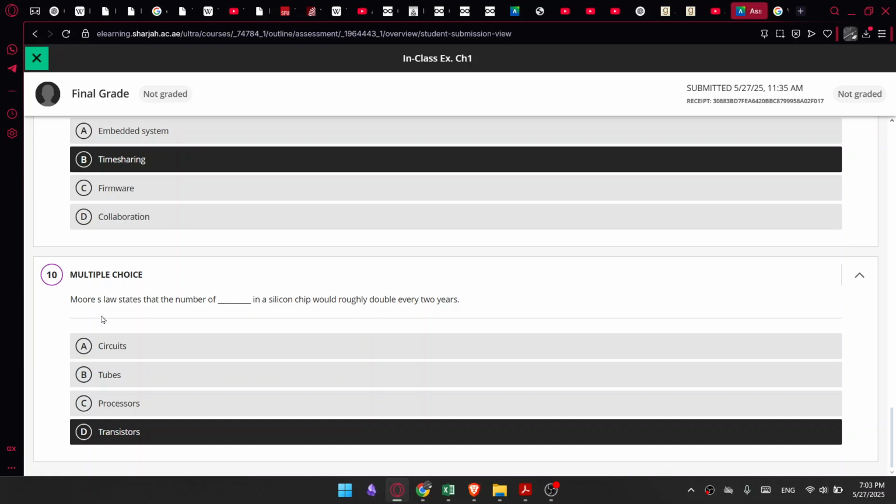Moore's law, that's what we covered, and I told you it is important to know about it. It states that the number of transistors in a silicon chip would roughly double every 2 years. Double every 2 years is important to know. I will bring my book notes now, and I will be back in a second.